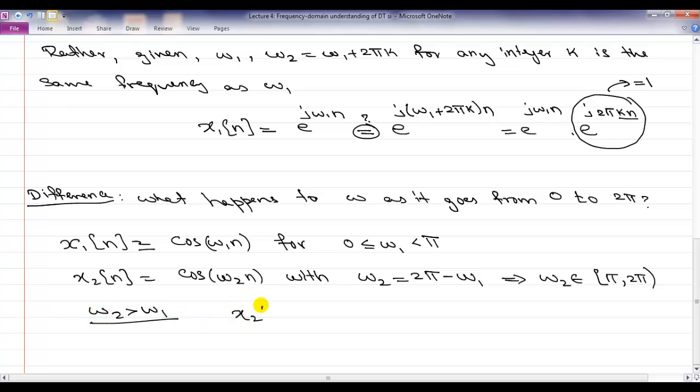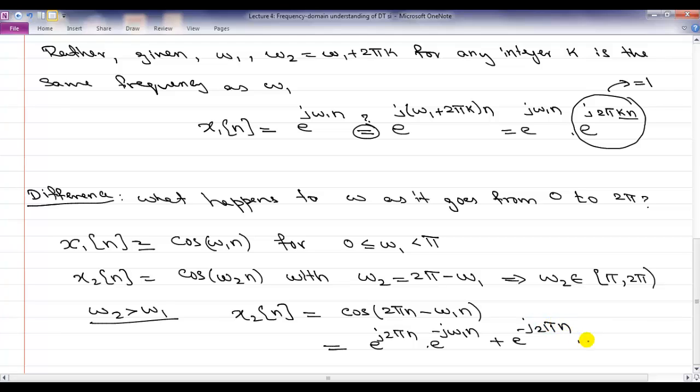But if you look at x2 of n, that is equal to cosine of 2 pi n minus omega 1 n. That's just the definition of omega 2 n. And if I use the Euler's identity, I get e to the j 2 pi n times e to the minus j omega 1 n plus e to the minus j 2 pi n times e to the j omega 1 n over 2.